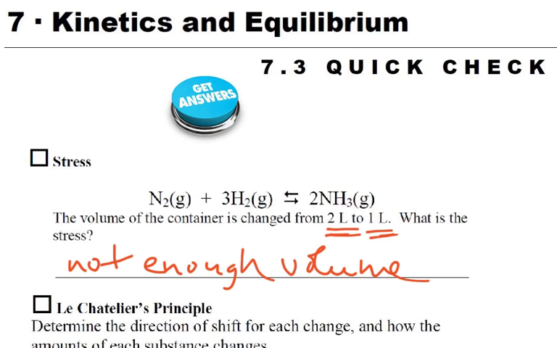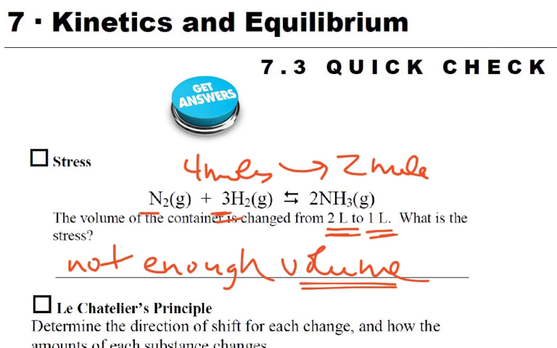Now that's going to make a difference in this case because on this side we have 4 moles of gas, and on the other side, we only have 2 moles of gas. And we learned a long time ago that every gas takes up the same amount of room. So if there's not enough volume, it's going to shift over to the side with fewer moles of gas. But the question is, what's the stress? The stress, there's not enough room or there's too much pressure.